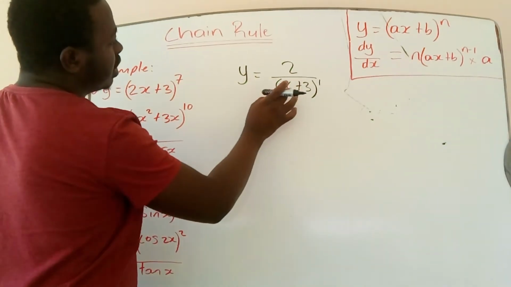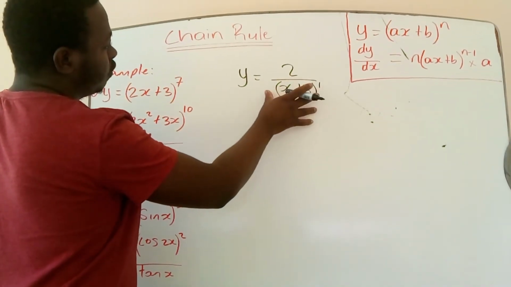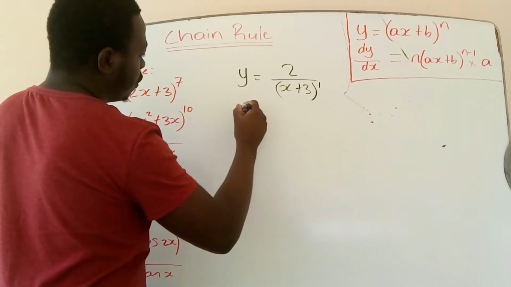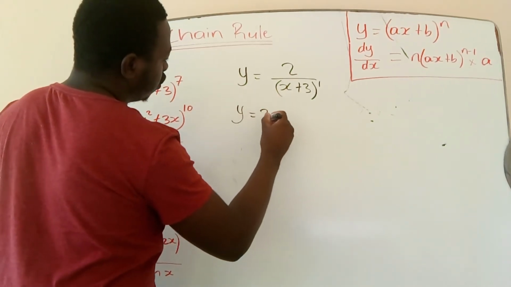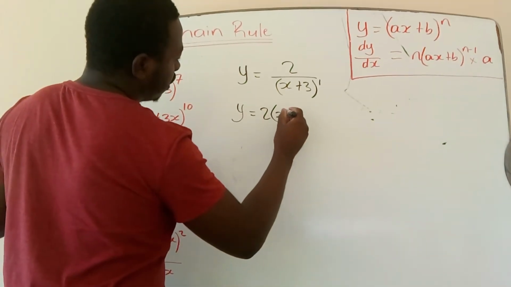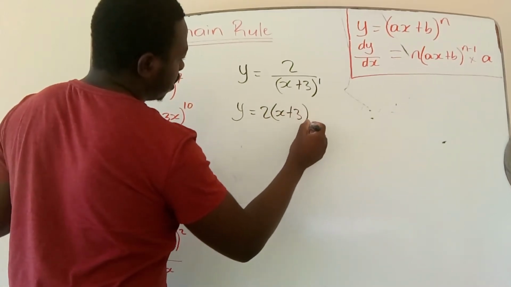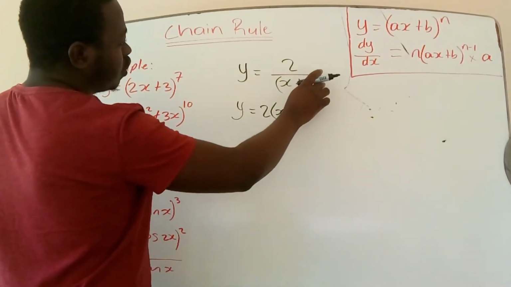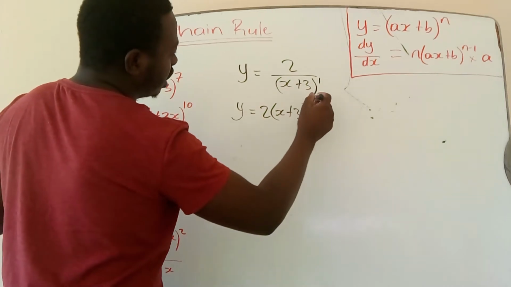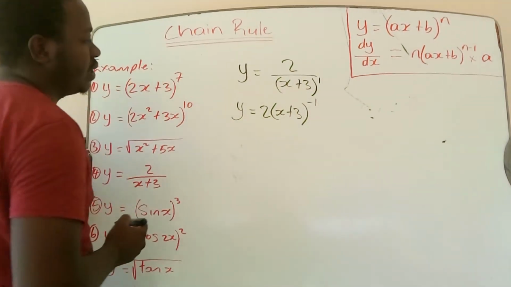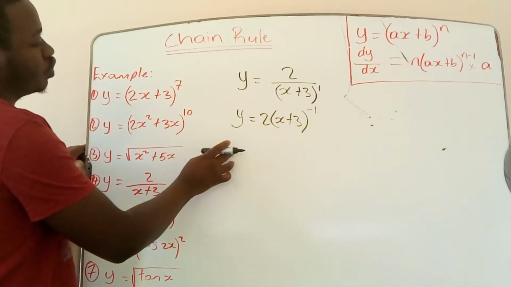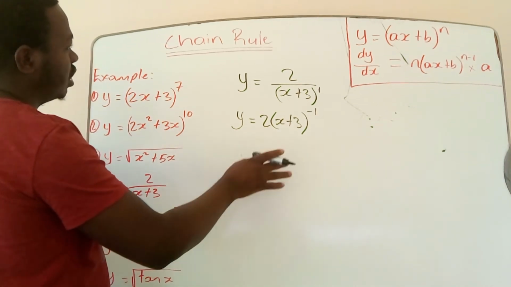Now you can bring this x plus 3 above. So the problem would be y is equal to 2 times x plus 3. But now it's not just to the positive one, but the power will change to negative 1. Right? From here, you just differentiate normally using the chain rule.